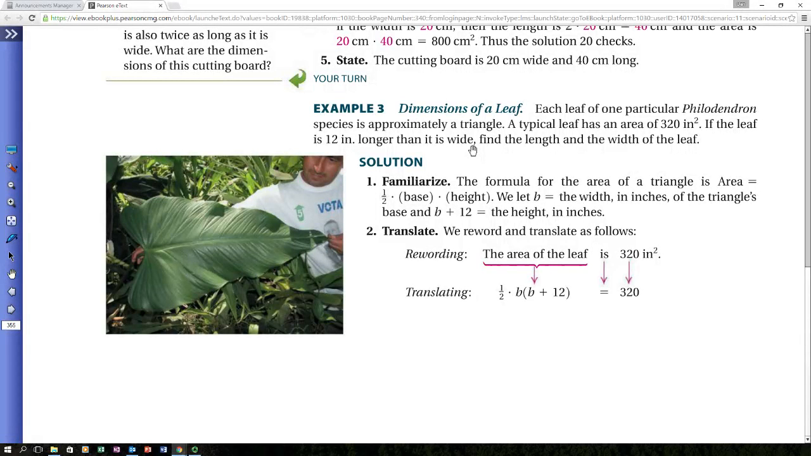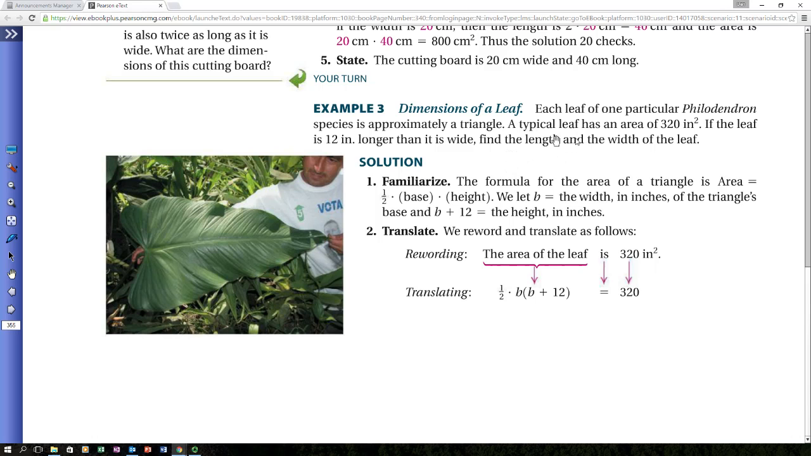Dimensions of a leaf. Let's look at this. It says each leaf in one particular philodendron species is approximately a triangle. Looks like an equilateral triangle. Or excuse me, an isosceles triangle. Equilateral, all the sides are the same size. It looks like it's going to be an isosceles triangle pretty close to that, where these two sides here are the same length.